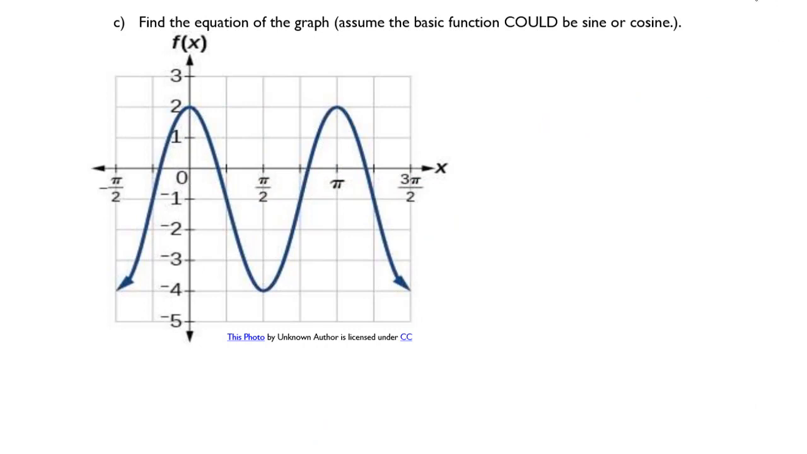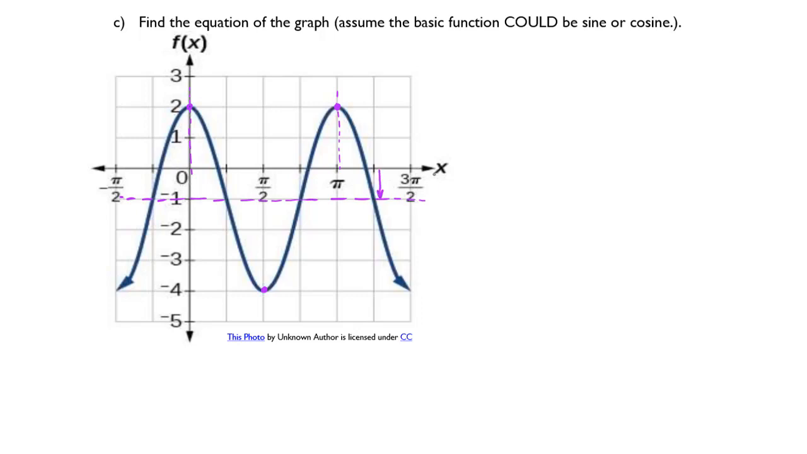Here's a more complicated one, because not only is it asking for sine, it's also asking for cosine. Since cosine starts at a maximum, crosses through, goes to a minimum, and then comes back up to a maximum in one full period, I'm going to start with the cosine function to describe the equation of this curve. If I look at how this curve has a maximum at 2 and a minimum at negative 4, I can assume that the equilibrium is at negative 1, which means the graph has been shifted down 1 unit.